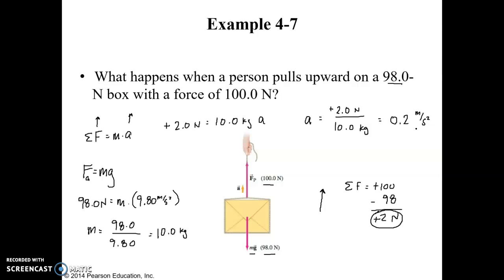And I'm realizing I was a little bit sloppy here with my significant figures. So if we look at the data that was given to us, 100.0, that's 4 significant figures. 98.0 is 3. So our final answer should have 3 significant figures. So this really should be 0.200 meters per second squared. I suppose if I'm going to require you to be careful about your significant figures, then I should do the same.